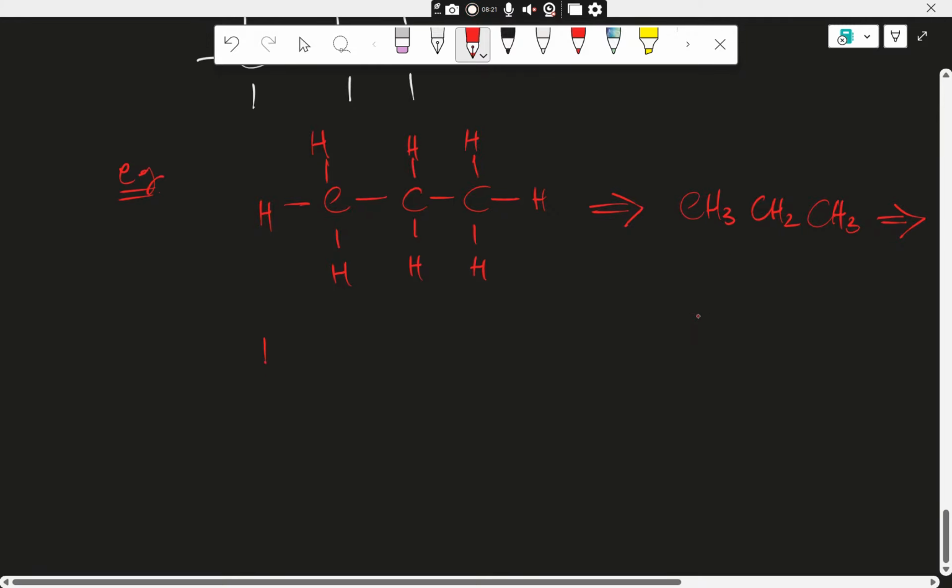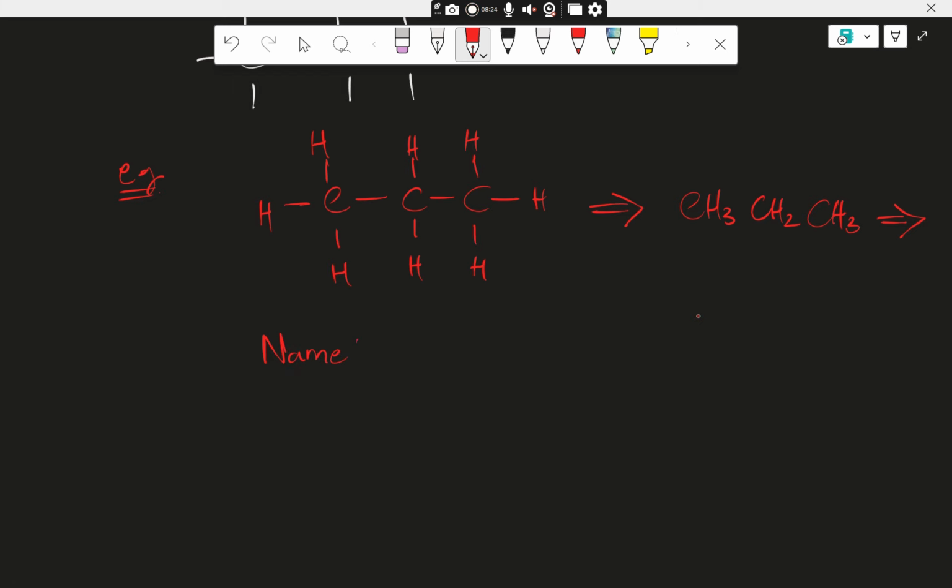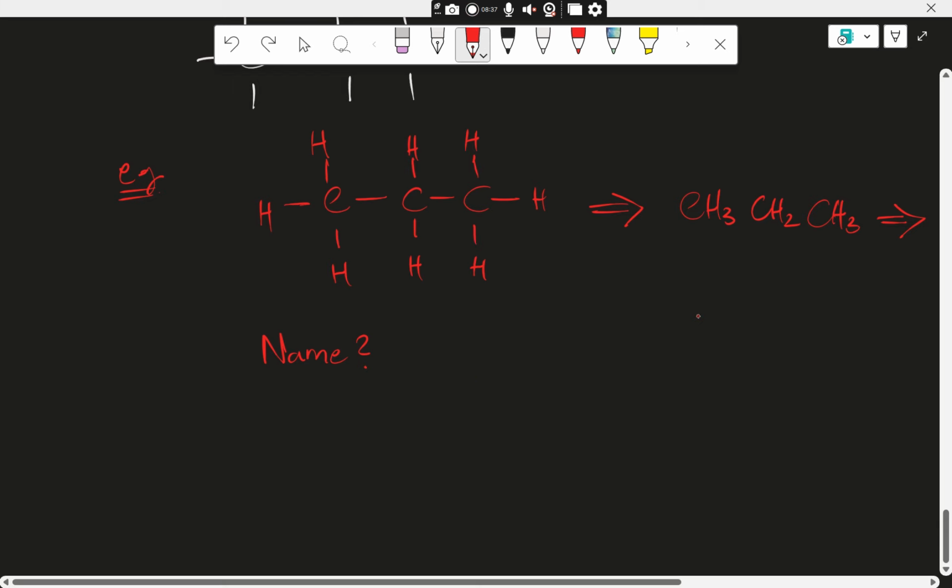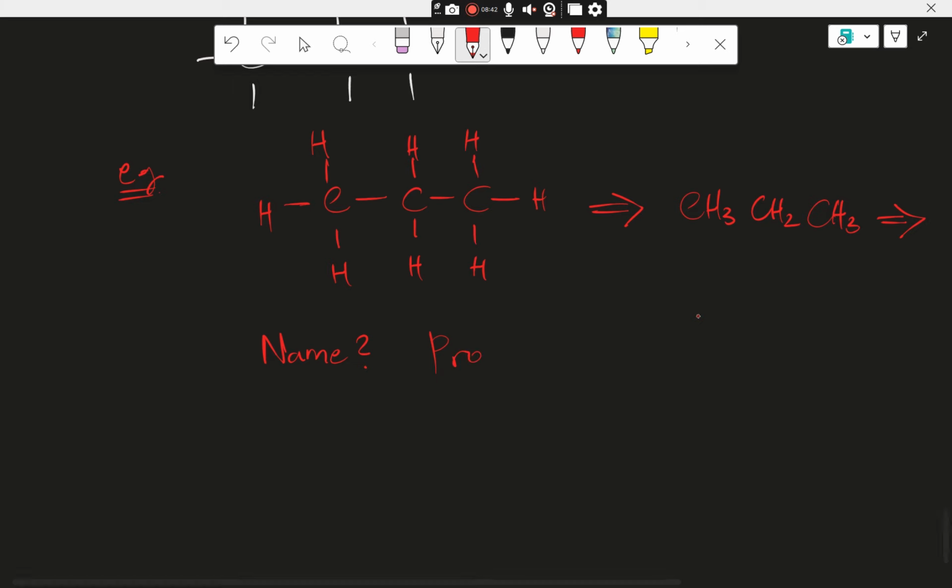And what is the name of this? It has three carbon atoms, and when we have three carbon atoms, we start with a prefix, prop. Since it's an alkane, it will be prop plus ane. So this will be our propane. It's an alkane, it's propane. So this is our name.